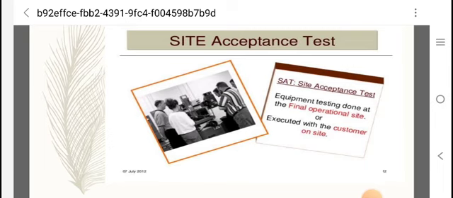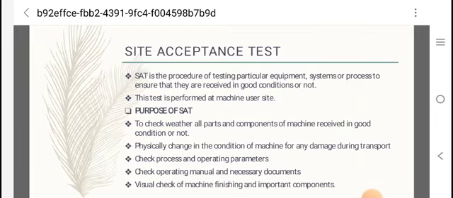Site acceptance test, that is called SAT. In the site acceptance test, equipment testing is done at the final operation site or executed with the customer on site. SAT is the procedure of testing particular equipment, systems or processes to ensure that they are received in good condition or not. This test is performed at the machine user site. The purpose of SAT is to check whether all the parts and components of the machine were received in good condition or not, physically checking the condition of the machine for any damage during transport.